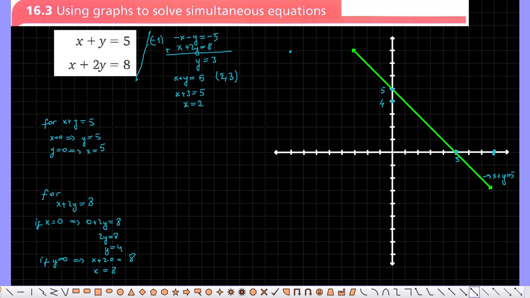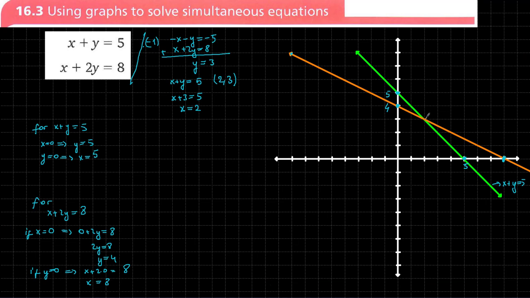Let me do this with this color here. If I start from this point, it's going to pass through this point, then this point. As you see, the intersection point is this point, which on the x-axis is 2 and on the y-axis is 3. So the point is (2, 3).